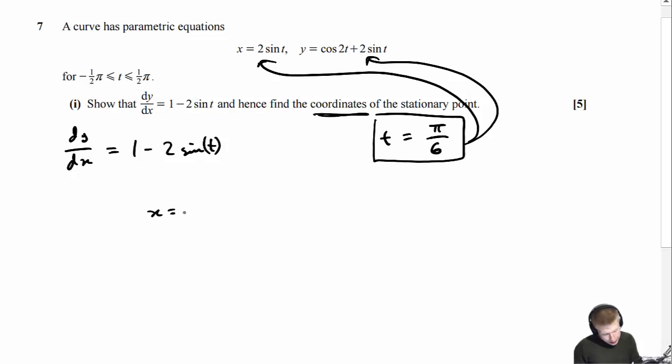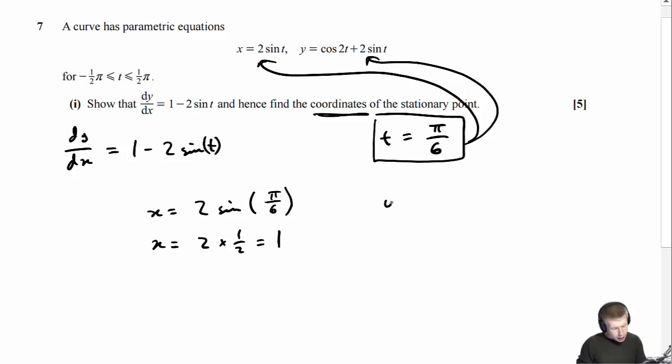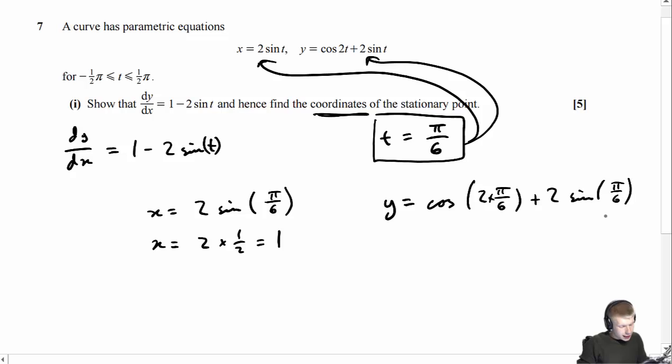So x must be equal to 2 sine of pi by 6. Sine of pi by 6, that's the sine of 30 effectively, so that should just be a half. So it's going to be 2 times a half, which is just 1. Then what's y? Well, y is equal to cos of 2 times t, where t is just pi by 6. So 2 times pi by 6, plus 2 sine of our t, which is pi by 6.